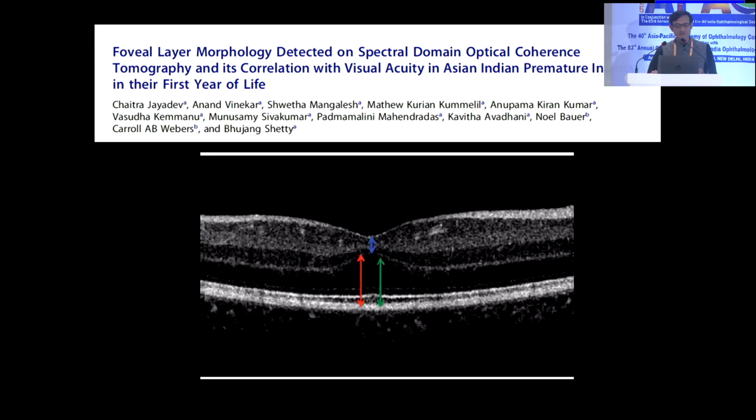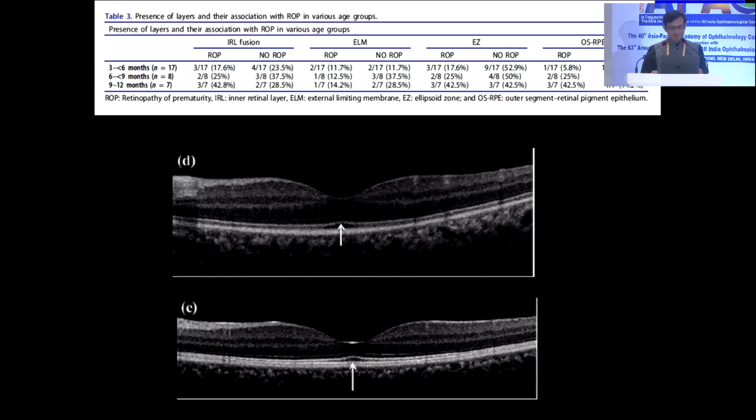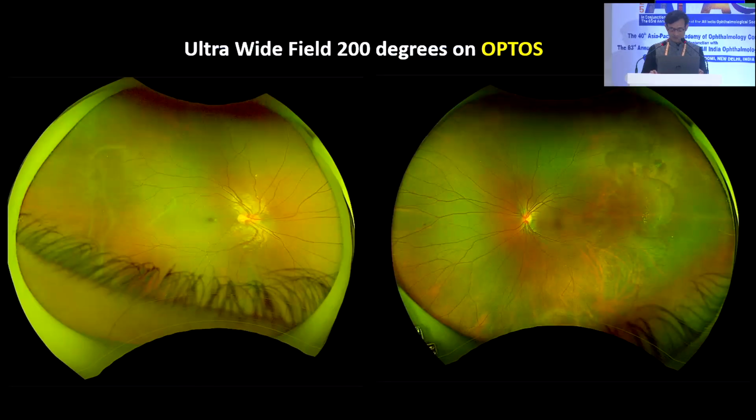A note on OCT. While we were looking at the OCT features of fovea and fovealization, we found that certain layers and certain activities in the fovealization process are either delayed or completely absent. Some of these are the inner retinal layer fusion, the appearance of the external limiting membrane, and so on. They can actually predict which of these babies might have poorer vision going forward.